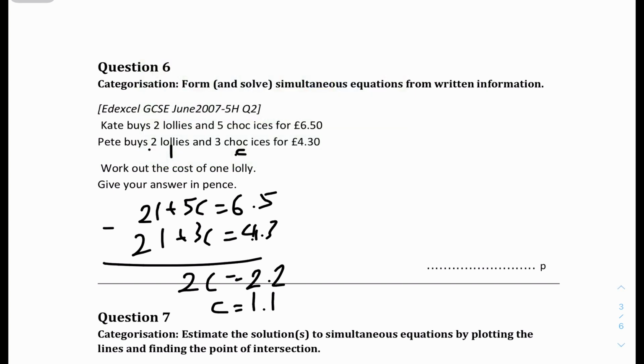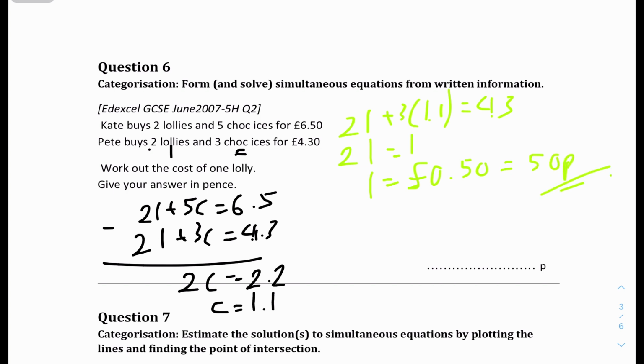So you have to give the cost of 1 lolly. So we know that C equals 1.1. We can work out the L. So it will be 2L plus 3 times 1.1 equals 4.3. Therefore 2L equals 4.3 minus 3.3, since 3 times 1.1 is 3.3, which is 1.0. Therefore L will be 1 over 2, which is basically 0.5 pounds. And to change it to pence, it will be 50 pence. Like so.